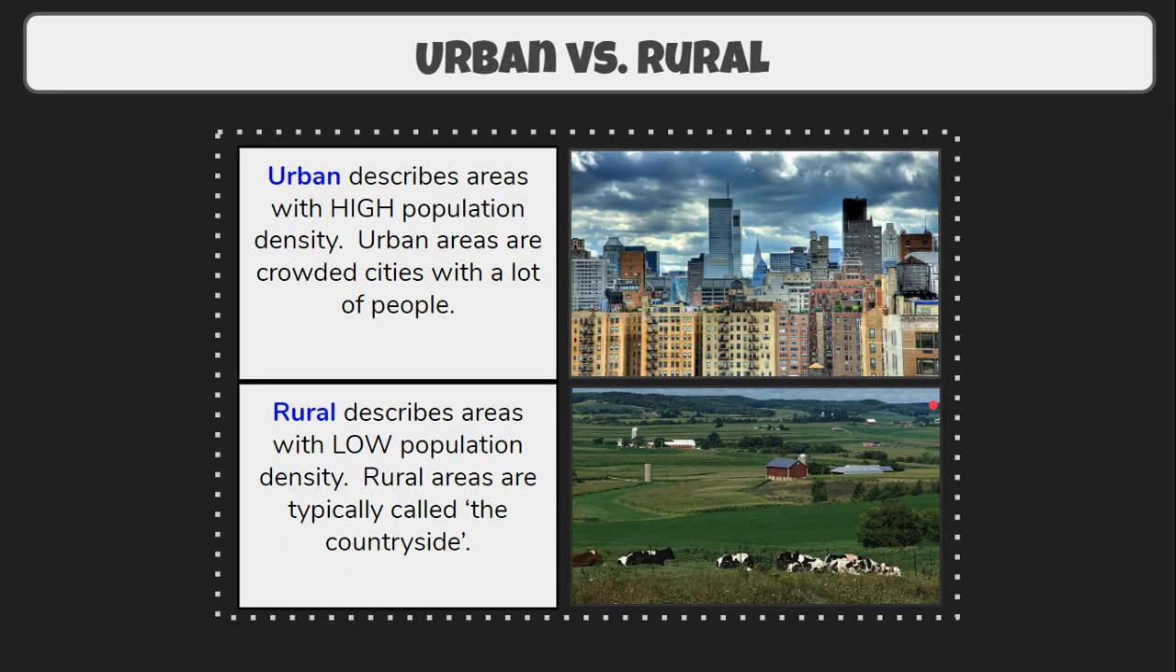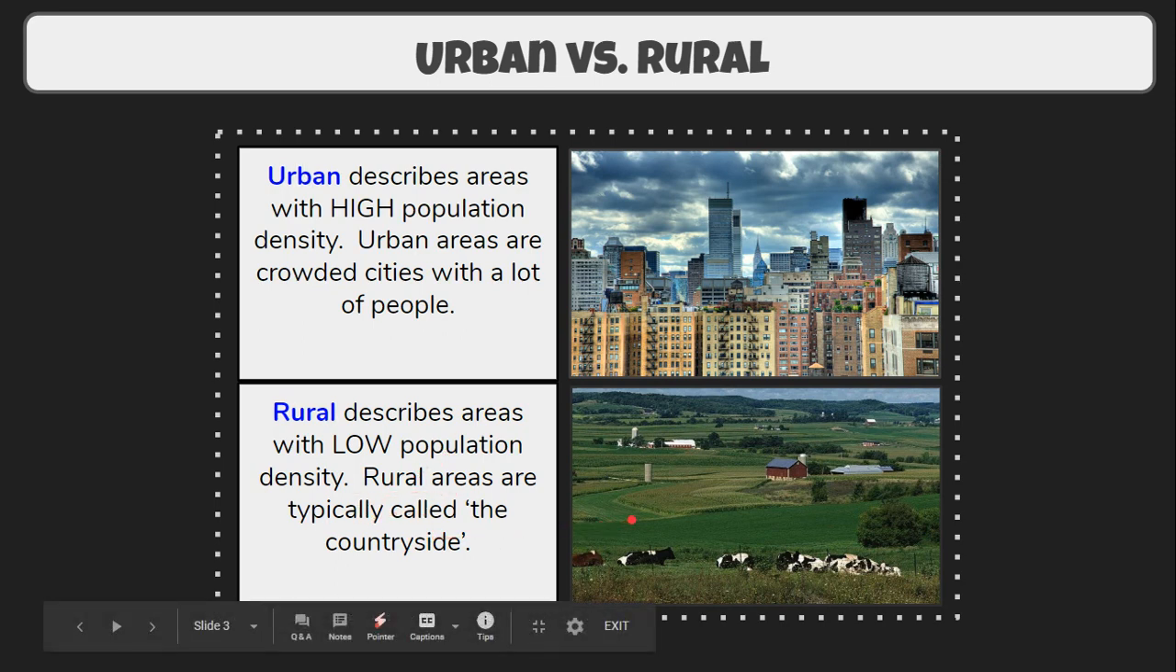We also talked about the differences between urban versus rural. Urban describes areas with high population density. Urban areas are crowded cities with a lot of people. An example would be San Antonio, Mexico City, or New York City. Rural describes areas with low population density. Rural areas are typically called the countryside. For example, the Hill Country area that is not that far from San Antonio.